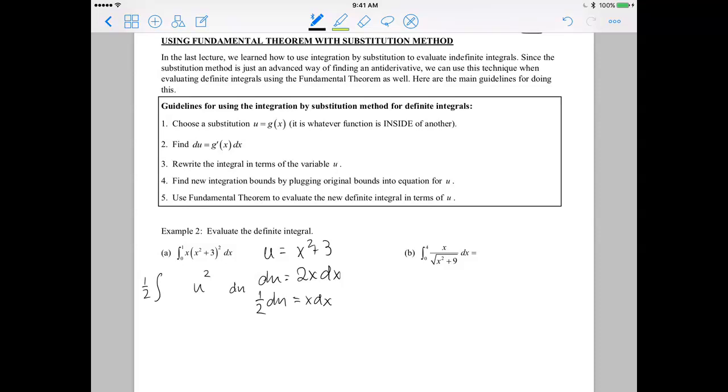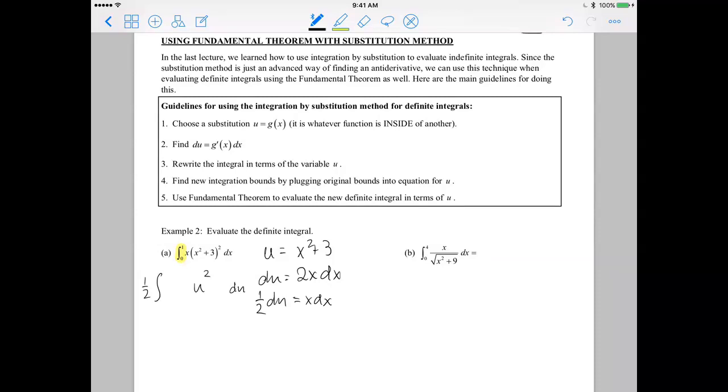And then the last thing, and this is different from Lecture 5, so this is the new thing that we're introducing here in Lecture 7, is that I have to find some way to replace those bounds right there. Those bounds are in terms of the variable x. We have now shifted everything to be in terms of the variable u. So what I have to do now is replace that 0 and that 1 with new bounds.